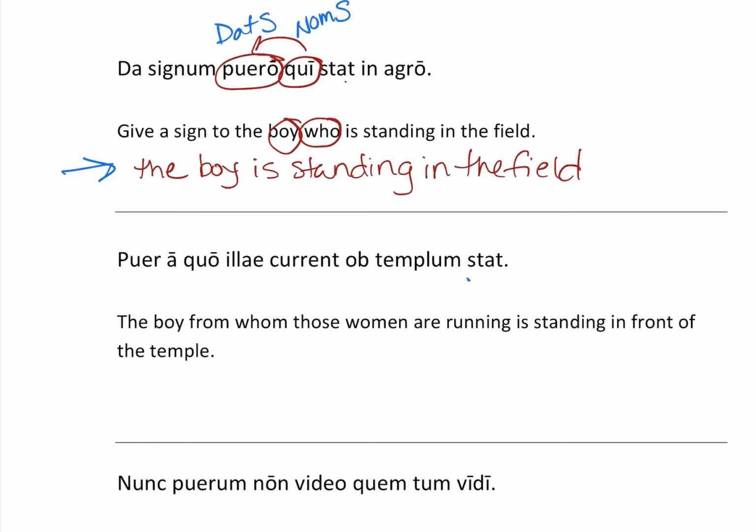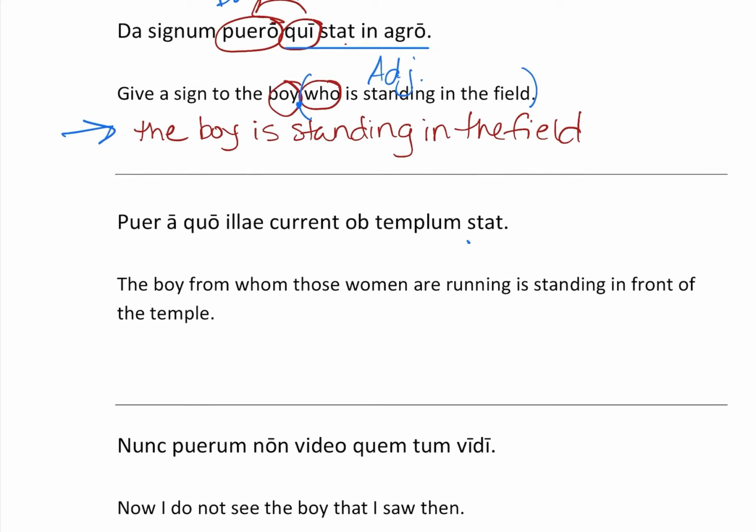All right, also we've got to take a look at the entire clause. It starts with qui, ends in agro, the boy who is standing in the field, because we could put a period right here after boy, and that makes a complete sentence. Give a sign to the boy. And which boy? The one standing in the field. So this whole thing all together, it's not just one word, but all the words together are an adjective that describes the boy.